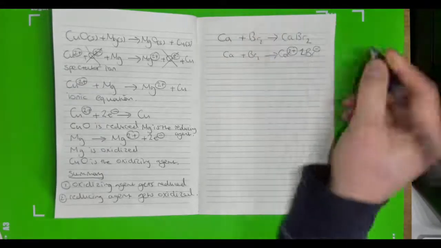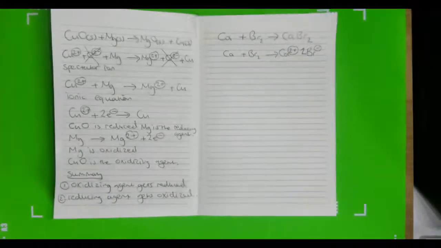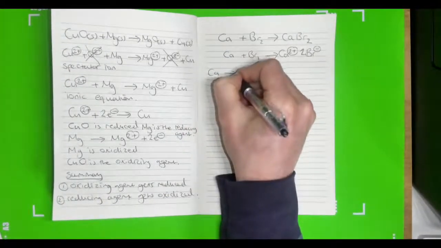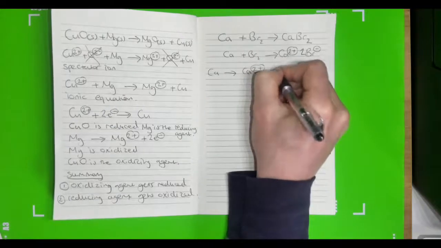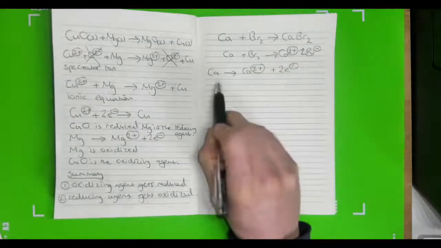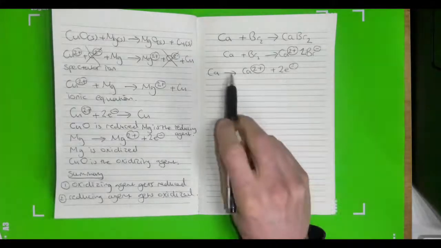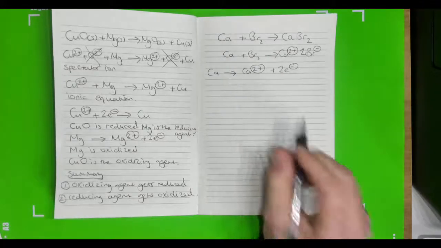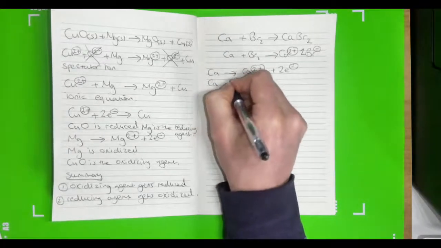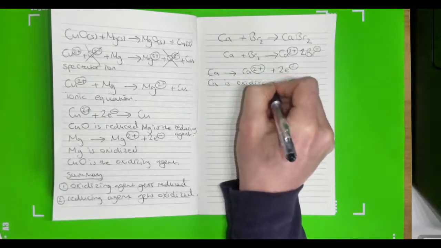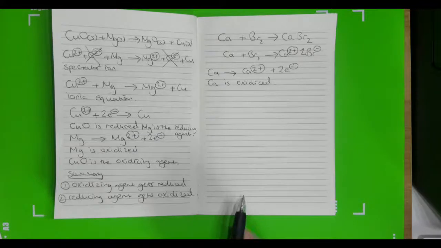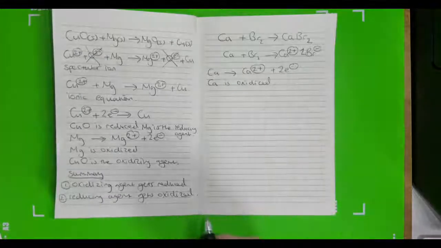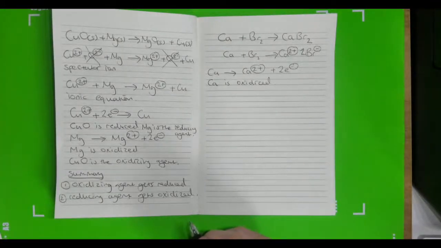So this is our overall equation. We can split that overall equation into 2 half equations. Let's look at the calcium first. Here's our first half equation. So what I've got here is I'm losing electrons. Oxidation is loss of electrons, OIL. Now remember, the reducing agent always gets oxidized. So the Ca is oxidized, and it also must be the reducing agent.